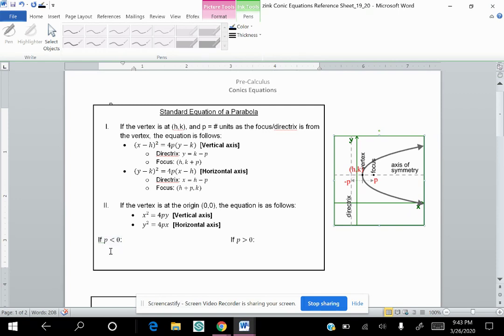If P is less than 0, right here, I would write it's going to open left or down. And if P is greater than 0, it's either going to open up or it's going to open to the right. So P is greater than 0, opens right or up. P is less than 0, left or down.